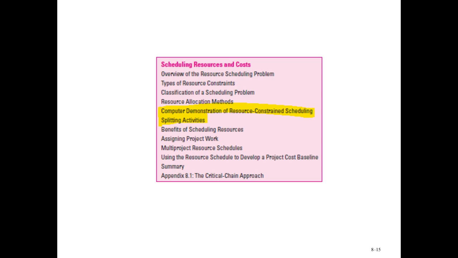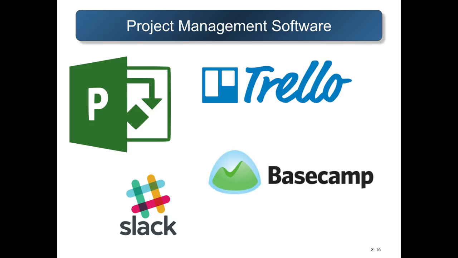Okay, for the outline and guide, I'll be discussing computer demonstration of resource-constrained scheduling and splitting activities. Upon hearing the words computer demonstration, maybe the first thing that comes to mind is some sort of automation, computerized, and software. Well, yes, relating it to project management software, we have tons of this, ranging from open source to the ones that come with a license. Just to name some of them, we have MS Project, Trello, Slack, and Basecamp.